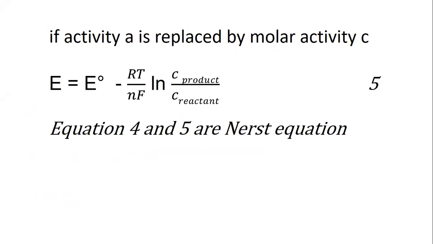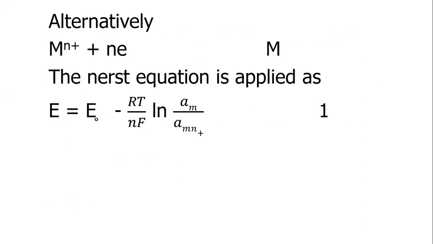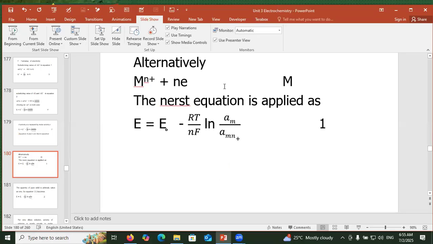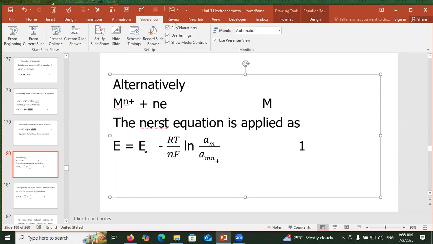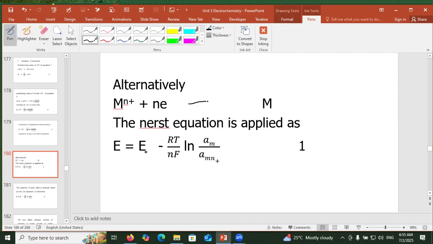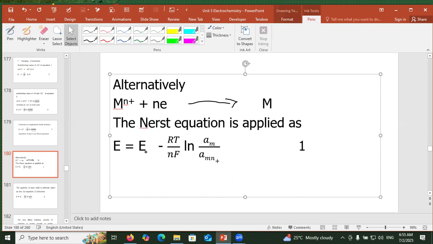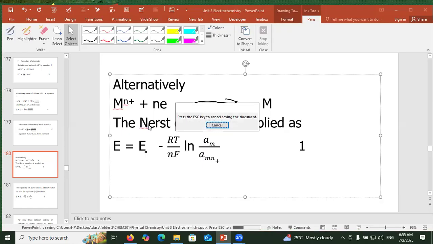If activity a is replaced by molar concentration C, E equals E naught minus RT over nF ln (C product over C reactant). Equations 4 and 5 are the Nernst equation. Alternatively, for M^n+ plus ne giving M, the Nernst equation is applied: E equals E naught minus RT over nF ln (a_M over a_Mn+).